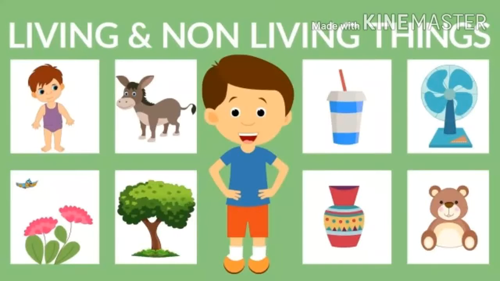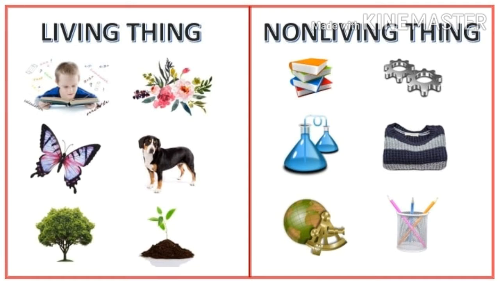We have already learned that things are classified into two groups, living things and non-living things. The notebook in which you write is a non-living thing. Similarly, pen, paper, table, chair, all these are non-living things. But you are a living thing. I am also a living thing.